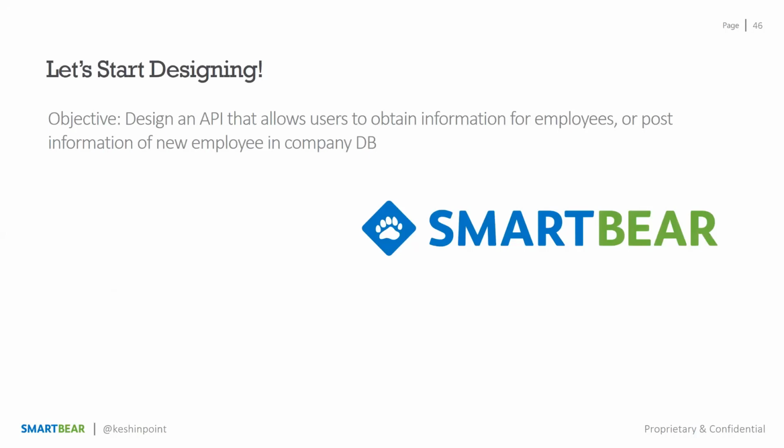So again, remember, this is a quick high-level demo. But let's start with the objective. The objective really is to design an API over here. Assume you're part of the Smarter organization. The objective here is to design an HR API that allows users to obtain information about employees or post information about new employees into the company's database. We have a team which includes an API designer, documentation, a developer, and a governance team.